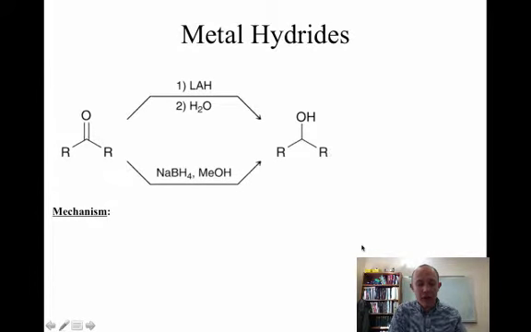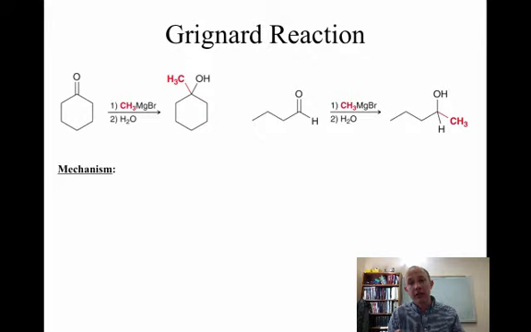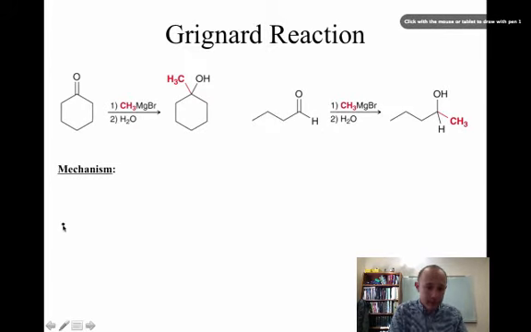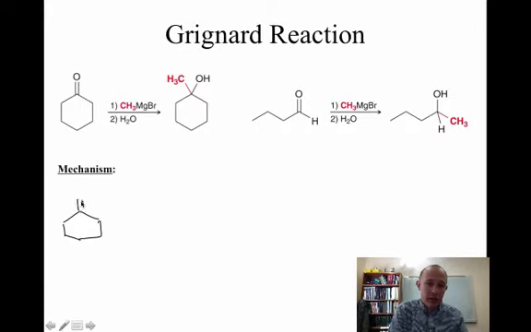Okay, so that's metal hydrides. Also remember the Grignard reaction is basically analogous to reduction, except instead of a nucleophilic source of hydrogen, we have a nucleophilic source of carbon. If you take a ketone and add a Grignard, you get a tertiary alcohol. If you take an aldehyde and add a Grignard, you get a secondary alcohol, as we all remember.